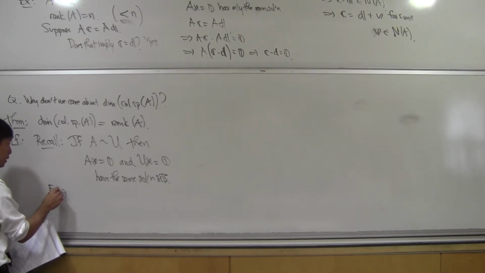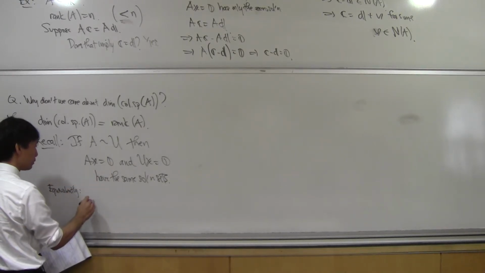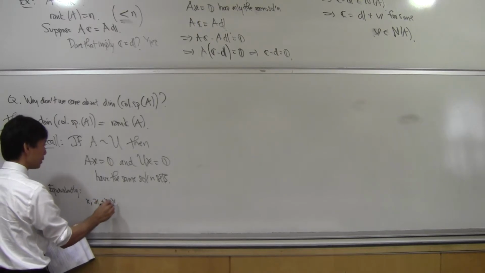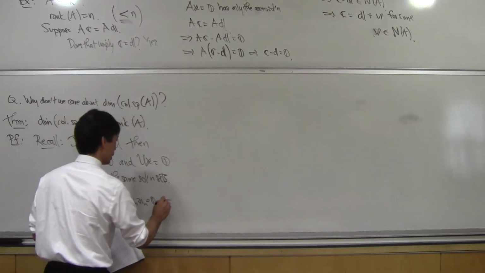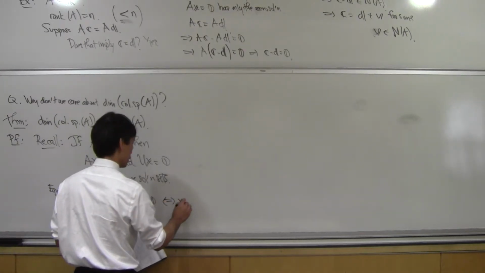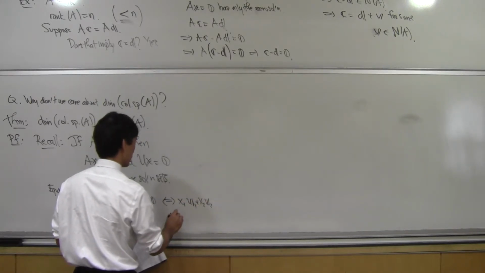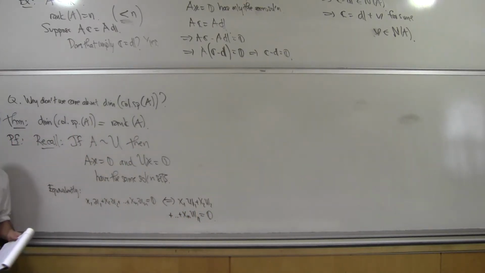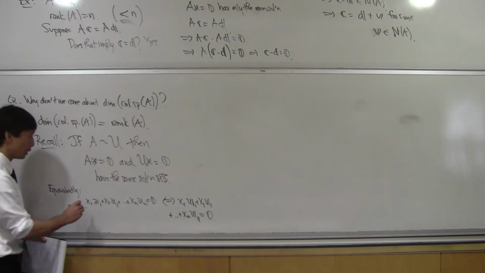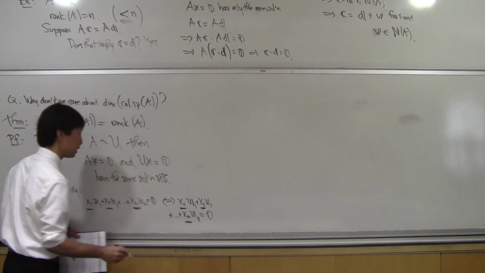Let me rephrase that. What this is saying is that x1 times a1 plus x2 times a2 plus through xn times an equals 0 if and only if x1 u1 plus x2 u2 plus through xn un also equals 0. In other words, if the vector x satisfies one system, it will satisfy the other system.